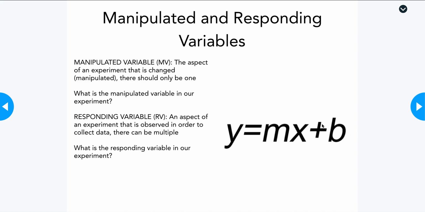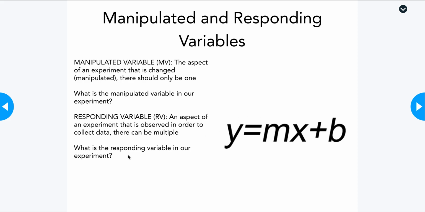You can consolidate it, obviously, but one manipulated variable. Responding variable: this is an aspect of an experiment that is observed in order to collect data. There can be multiple. So to our algebra example, this would be y. You plug in your manipulated variable x, it can be anything you want, but you solve for y.